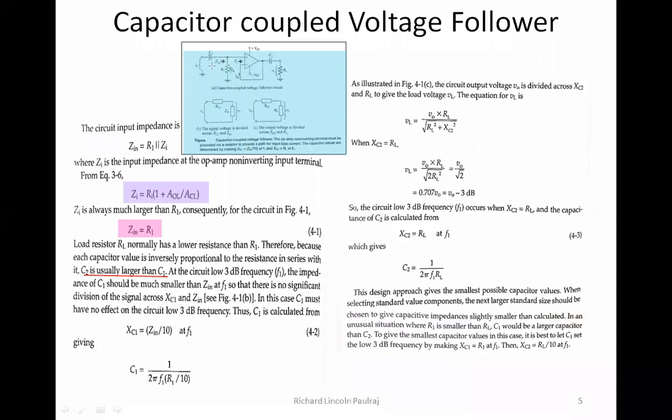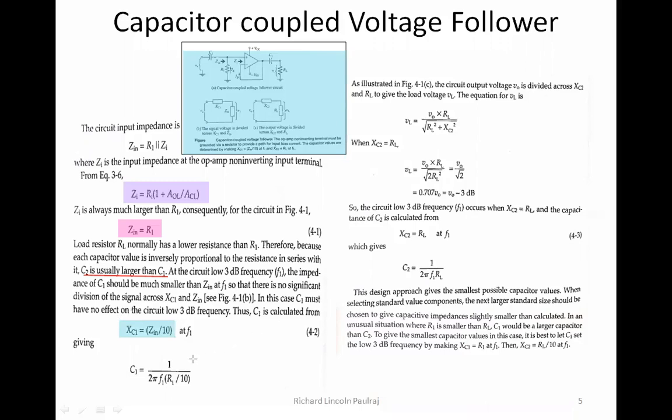R1 is high, so C1 is going to become low, which means the impedance caused by C1 is very negligible. So we can say that XC1 is equal to the input impedance Zin divided by 10. It is such a low value that I take it as the value of Cin divided by 10. Fine.